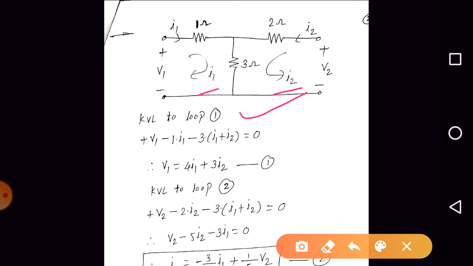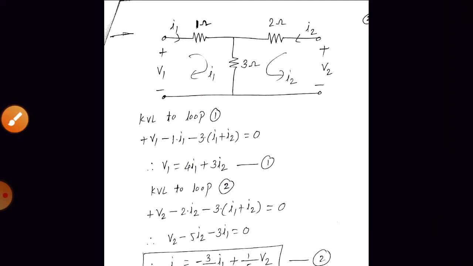Okay, so it is V1 minus 1 into I1 minus 3 into I1 plus I2 is equal to 0. So what is V1? 4 I1 plus 3 I2. So next here we are having V1 in terms of I1 and I2, right? But we require the expression for V1 in terms of I1 and V2, right? We are not having a problem with I1, so we need to replace this I2 actually, right?